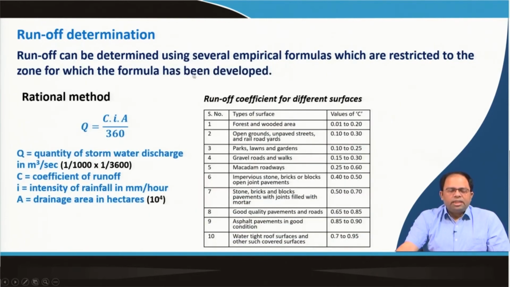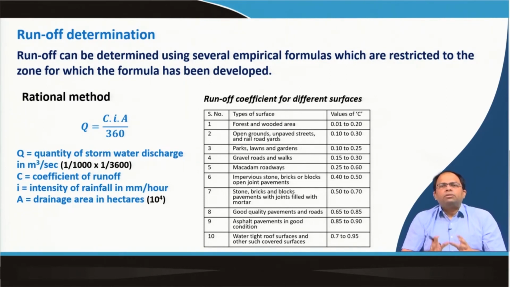So, instead there are some other methods as well, and several researchers have developed several methods. As we have discussed, runoff depends on the local characteristics of that particular catchment, starting from soil type, land use type, depending on the kind of slope of that catchment. So, many researchers have developed several empirical formulas which are restricted to the zone for which the formula has been developed. That means each of these researchers has developed certain equations through which you can measure runoff, but it is specific to that particular area, and it cannot be applied to another area.